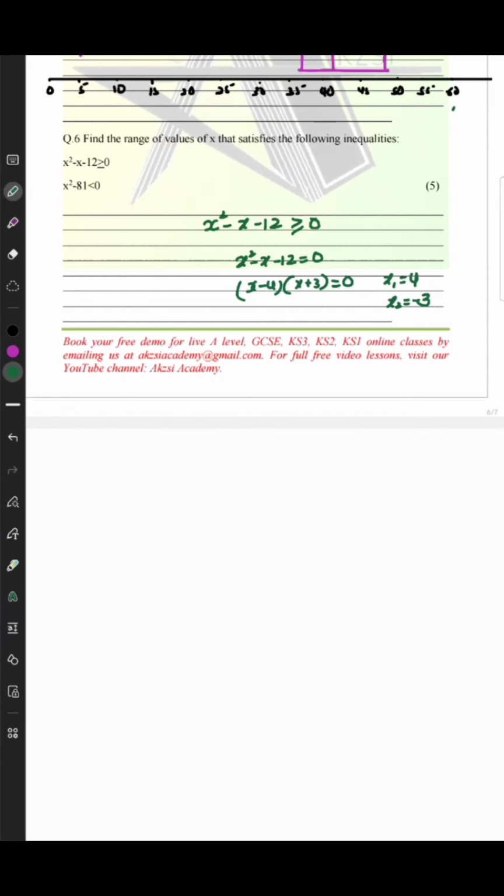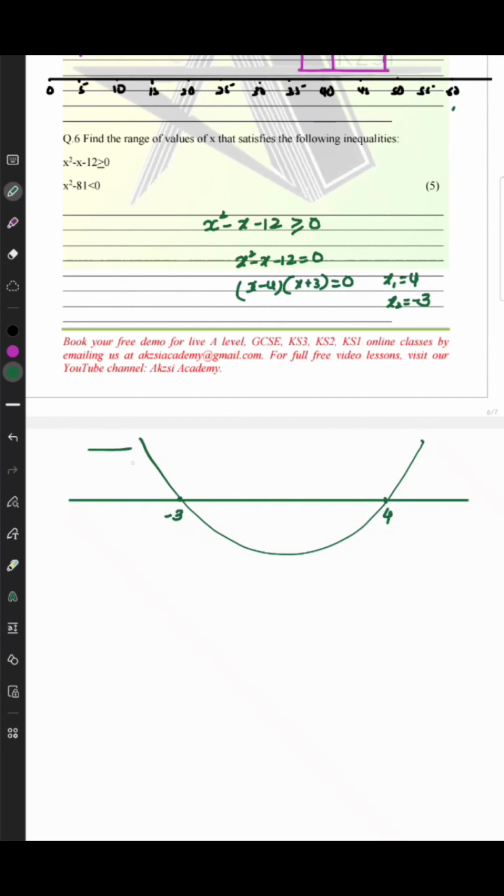Whenever we solve quadratic inequalities, we always draw a rough diagram. So when I draw a rough diagram, the two roots are negative 3 and positive 4. And then this curve has divided this region into three parts. So these two outer regions are positive, and the one in the middle is negative. So this is divided into such regions.